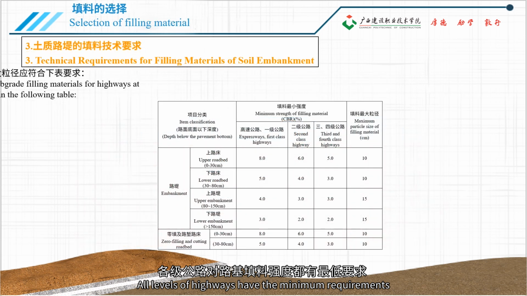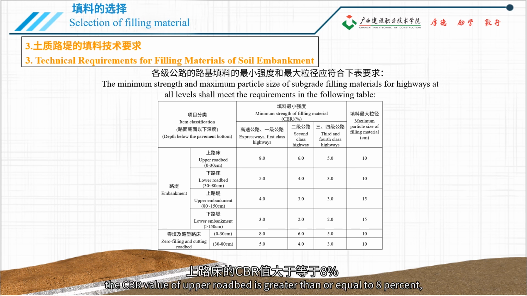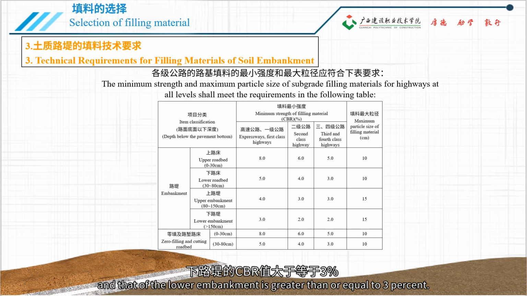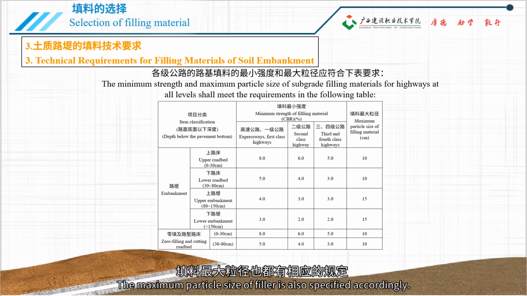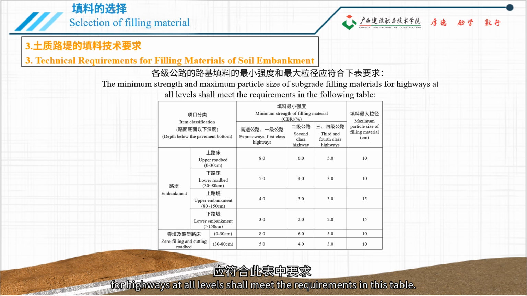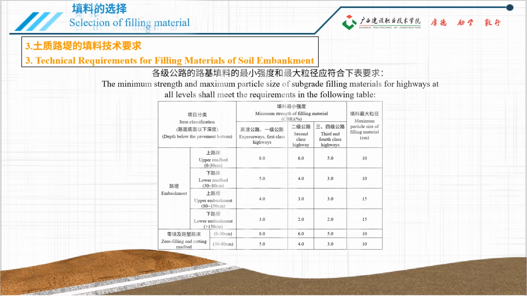All levels of highways have the minimum requirements for subgrade filling strength. Taking expressways and first-class highways as an example, the CBR value of upper roadbed is greater than or equal to 8%, while that of lower roadbed is greater than or equal to 5%. The CBR value of the upper embankment is greater than 4%, and that of the lower embankment is greater than or equal to 3%. The maximum particle size of filler is also specified accordingly. The minimum strength and maximum particle size of subgrade filling materials for highways at all levels shall meet the requirements in this table. In addition to testing the corresponding parameters and indicators, the technical requirements for fillers are as follows.